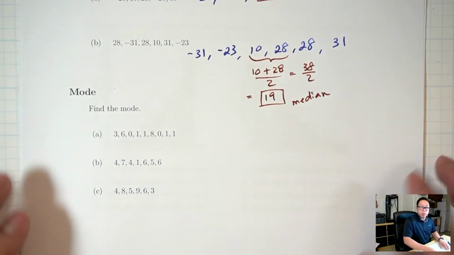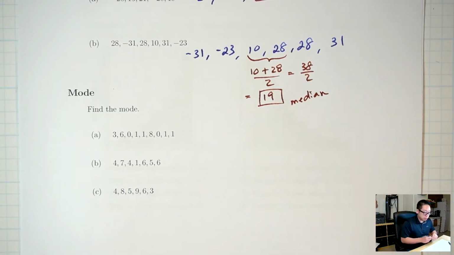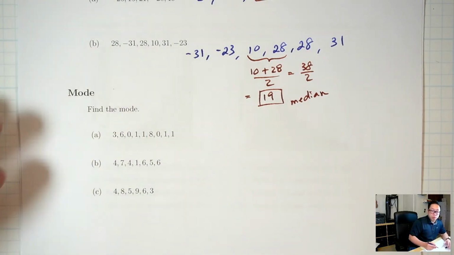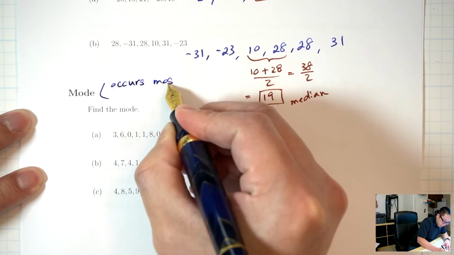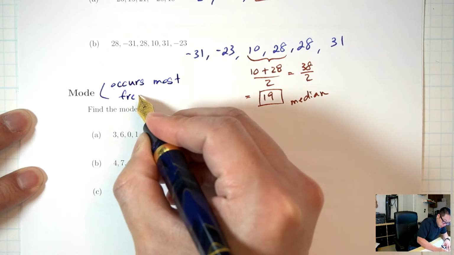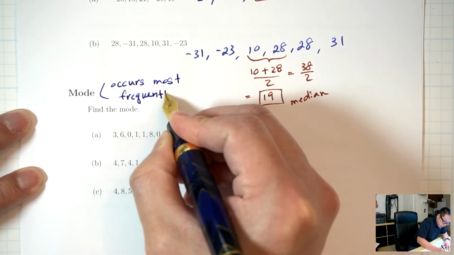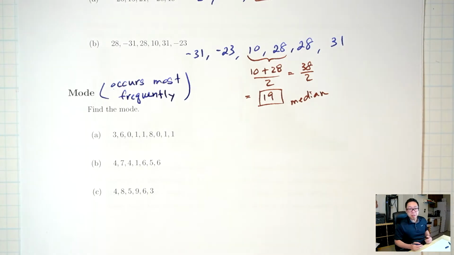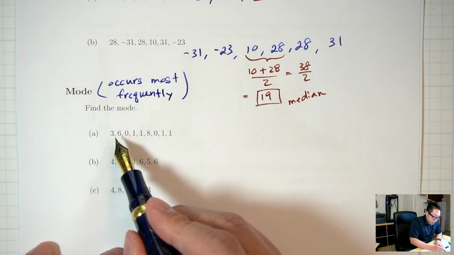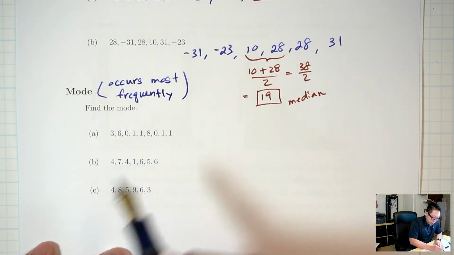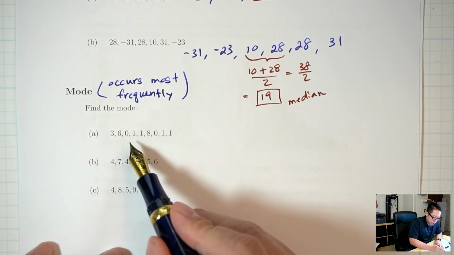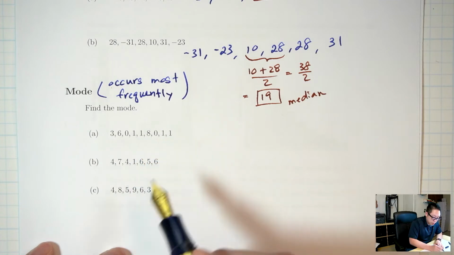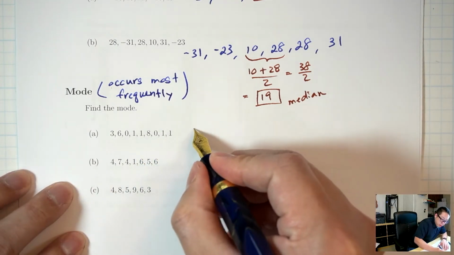The third measure of center is called the mode. The mode is just the number that occurs most frequently. Okay, look at your data and look at which data value occurs most frequently. Part A, 3, 6, 0, 1, 1, 8, 0, 1, 1. Which data value occurs most frequently? I think it's 1, right? So 1 occurs 4 times. So it's going to be 1.